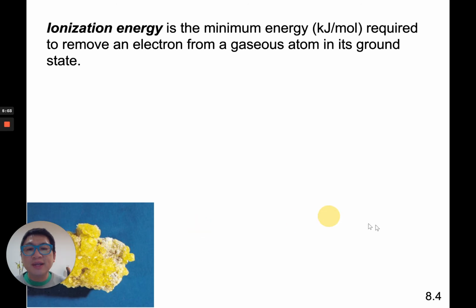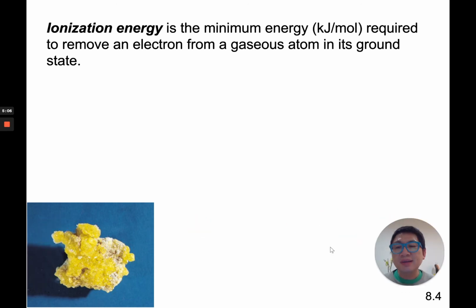So if you could somehow magically, this is hypothetical, take an atom and just grab it with your hand, not that you could with an atom, but somehow grab and rip off an electron.